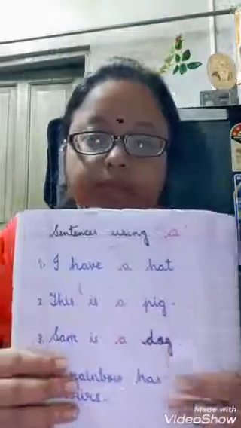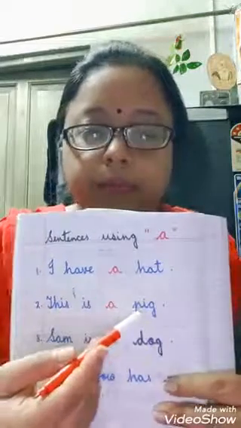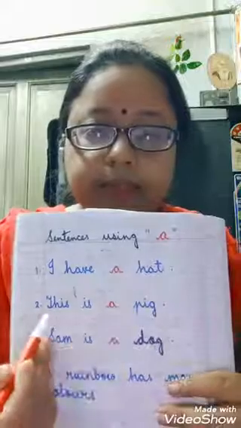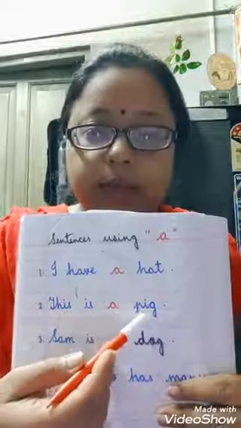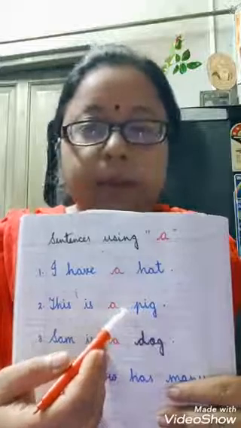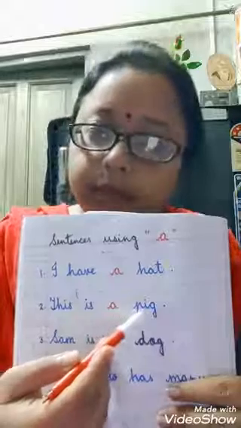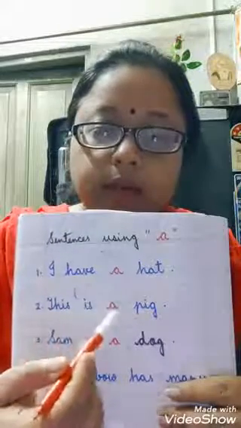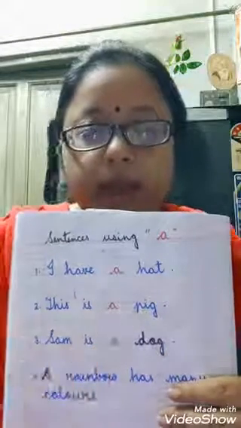So let's make a sentence out of pig. This is a pig. This is a pig. Pig starts with P and we have seen only one pig. So this is a pig. Clear? Next picture.